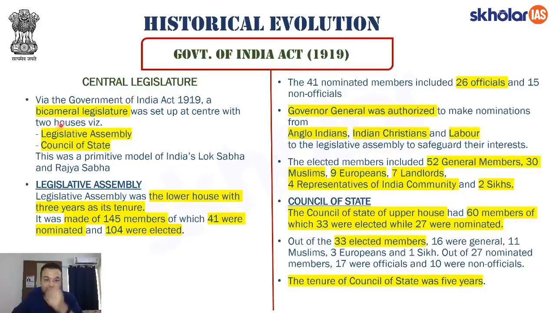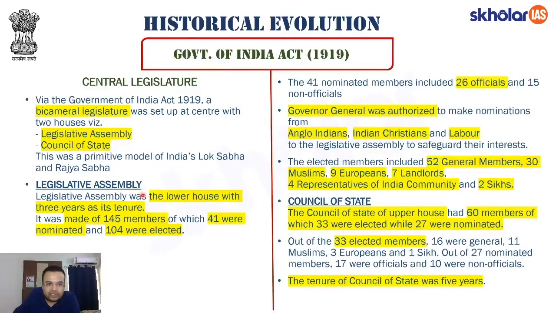First house will be called Legislative Assembly. Today we call it Lok Sabha, and Council of State. It was the primitive model of India's Lok Sabha and Rajya Sabha. So this again is a very important point for your prelims examination, that it was Government of India Act 1919 which brought about what? It brought about bicameral legislature at the center.